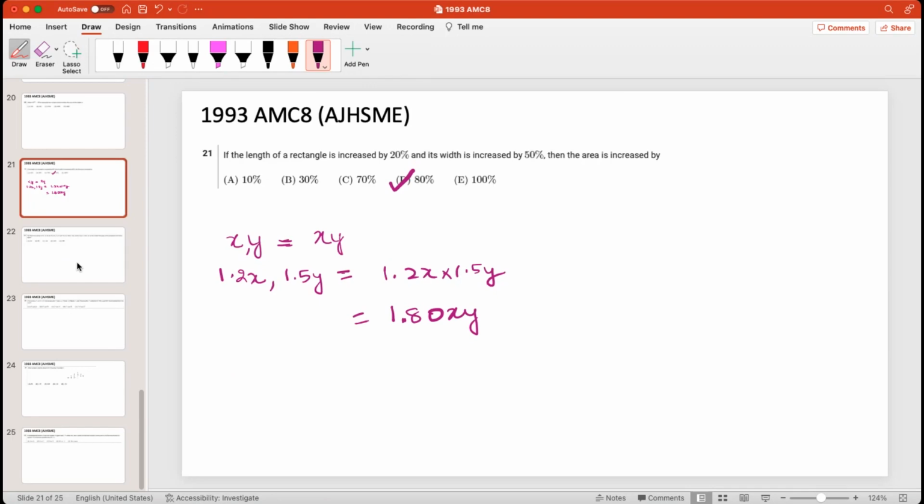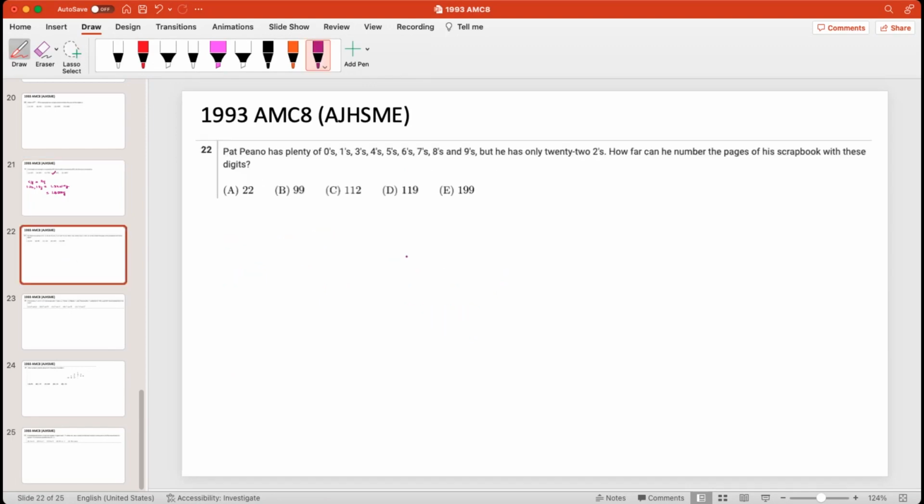Going to the next question. Pat Piano has plenty of zeros, ones, threes, fours, fives, sixes, sevens, eights, and nines, but he has only 22 twos. How far can he number the pages of his scrapbook with these digits? So how far can he number the pages? This basically means the last number he can write. This is what it means.